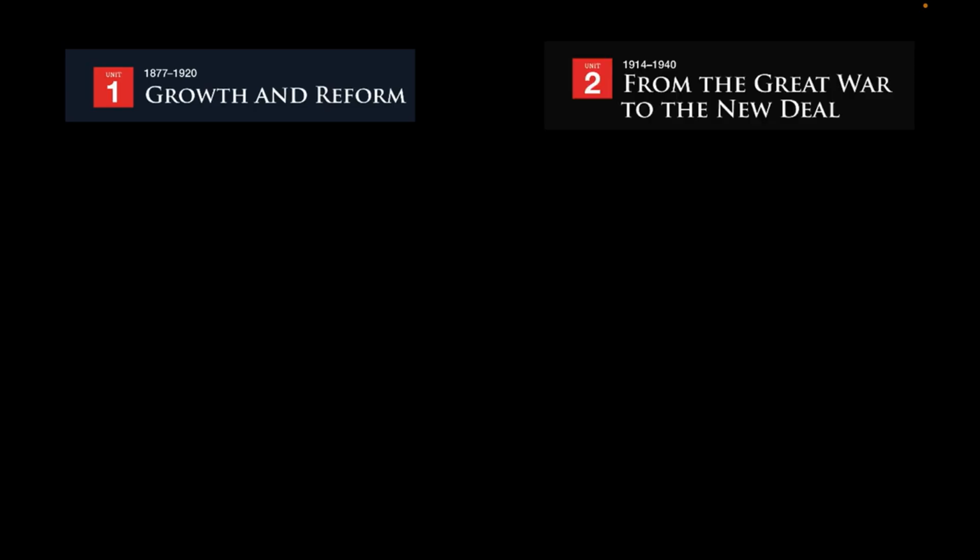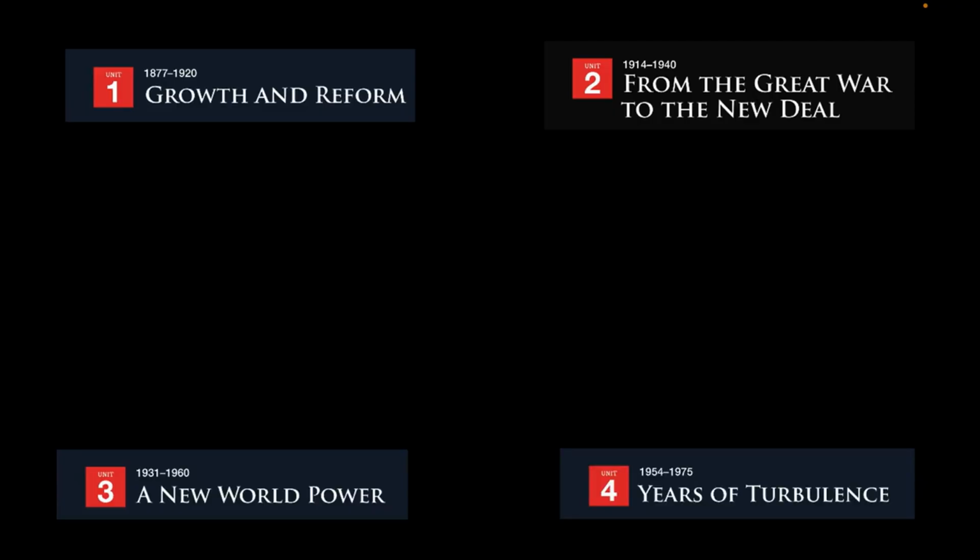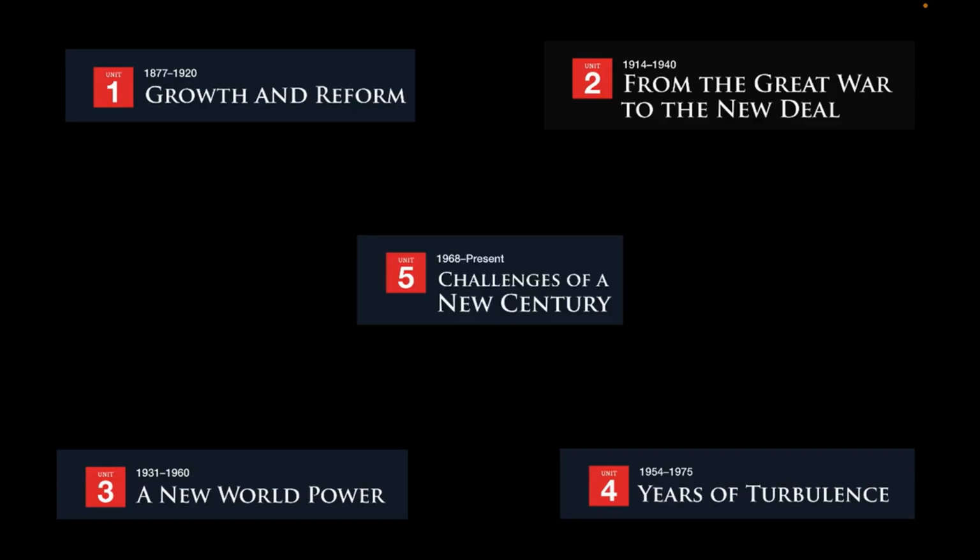Unit 1 is Growth and Reform, which is about industrialization and immigration. Unit 2 is the Great Depression all the way to the New Deal. It's about economic crisis and recovery. Unit 3 is World War II and the Cold War, so this is when America becomes a world power. Unit 4 is Civil Rights and Vietnam, so lots of protests and social change. Unit 5 is Modern America, so an increase of technology, globalization, and terrorism.